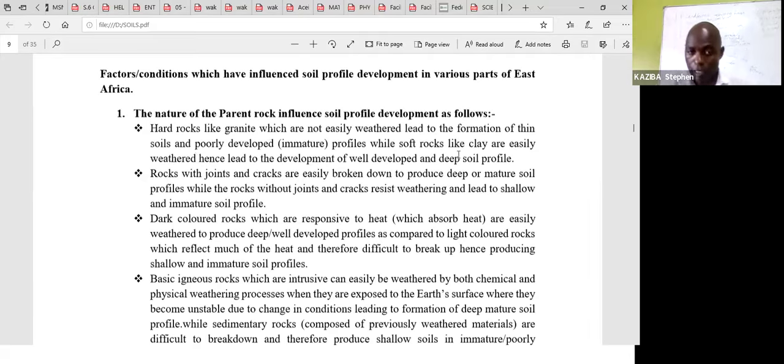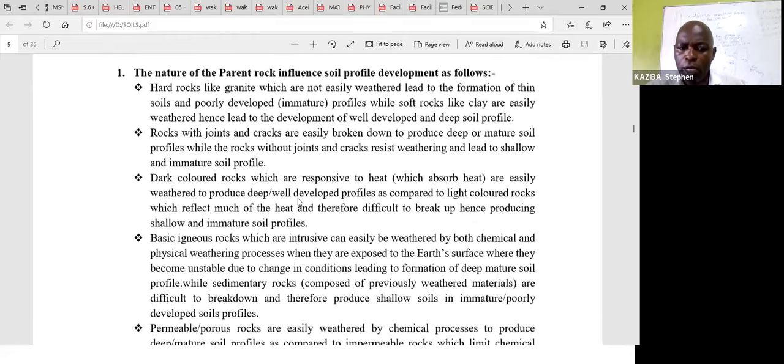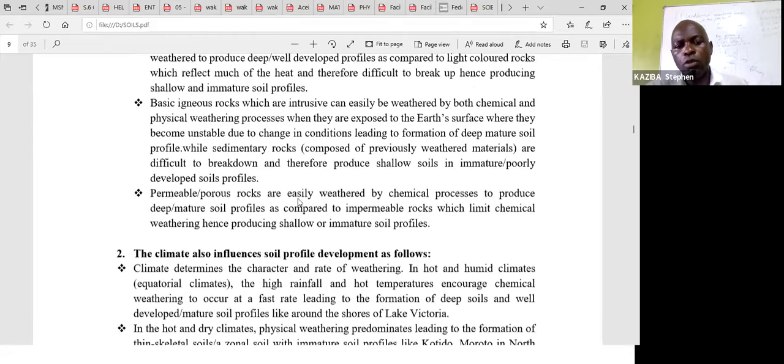Now, these are the same factors for soil formation. Whereas soft rocks like clay can easily be weathered, leading to the development of well-developed soil profile. Then you go to rock joints like that. That's how they are explained. Then when you're done with the nature of the parent rock, you go to other factors.